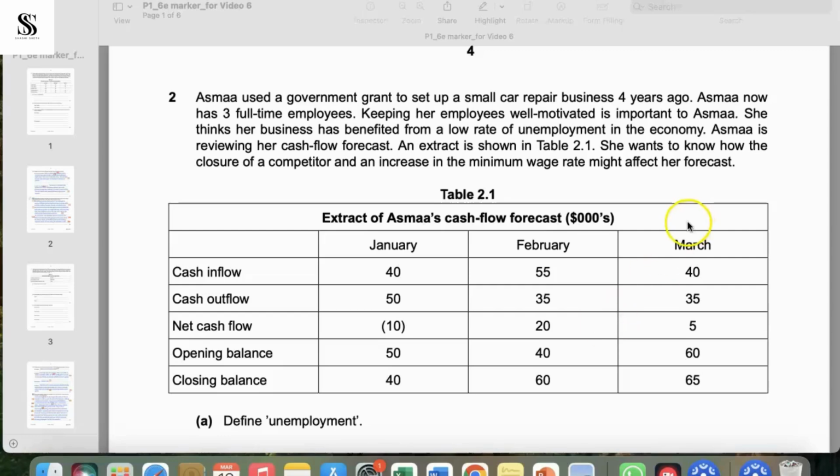Quite often you would find some reference to that particular topic in the case study, but do not get tempted to use these references from the case study because these are very general in nature. For example, I've used the same case study that I used in the previous video here, and this business, about this entrepreneur Asma, is talking about employees being well motivated and about cash flow forecast, etc.